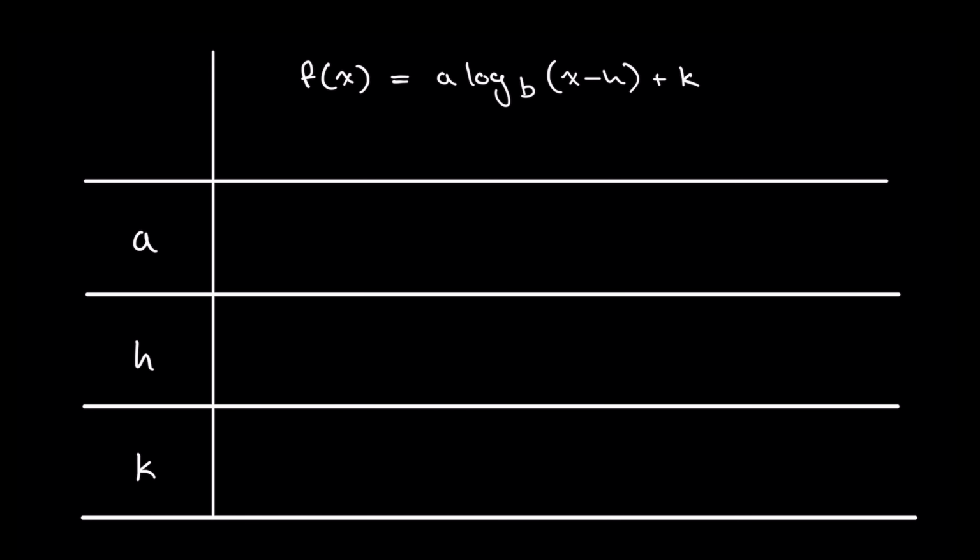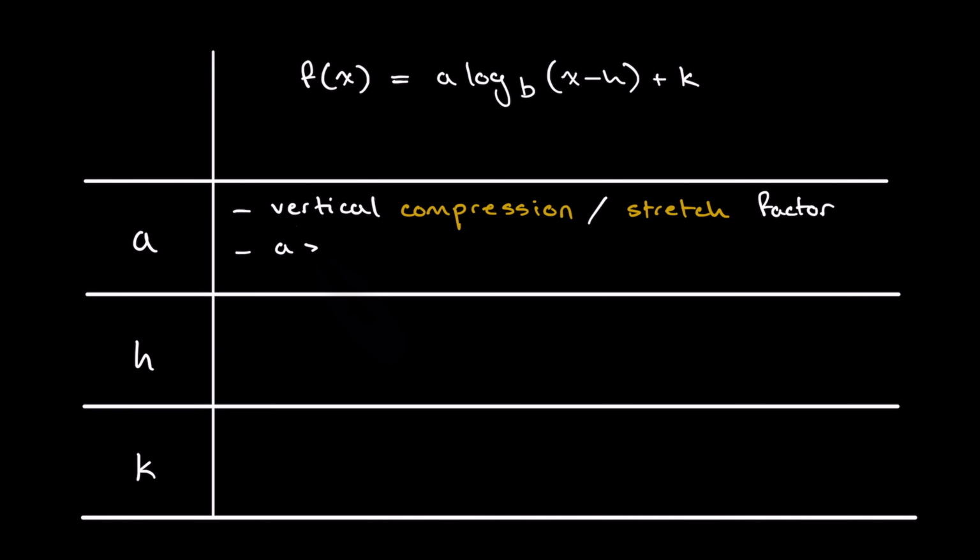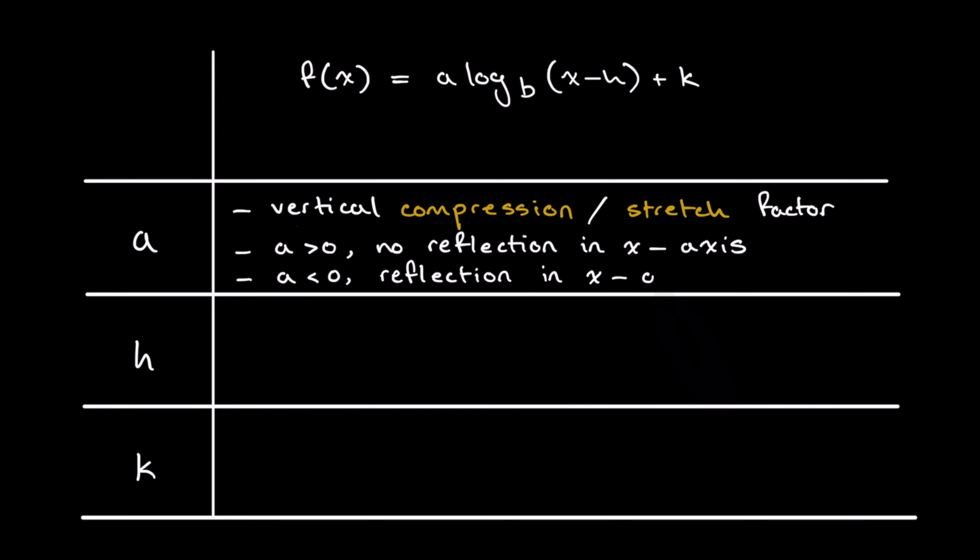All right, so now let's discuss some of the possible transformations that can be applied to the logarithmic function. So first we have a, which is the vertical compression / stretch factor, and it determines how much the function is stretched or compressed in the vertical direction. However, it also has a secondary role, which is determining whether it's reflected in the x-axis or not. And when a is positive or greater than 0, there is no reflection in the x-axis. But when a is less than 0, there is a reflection.